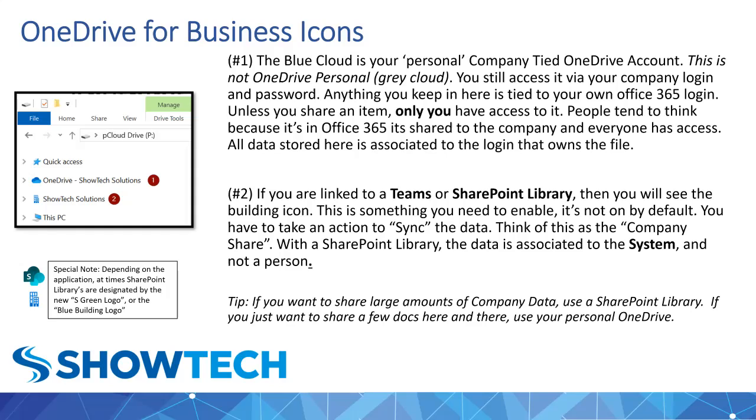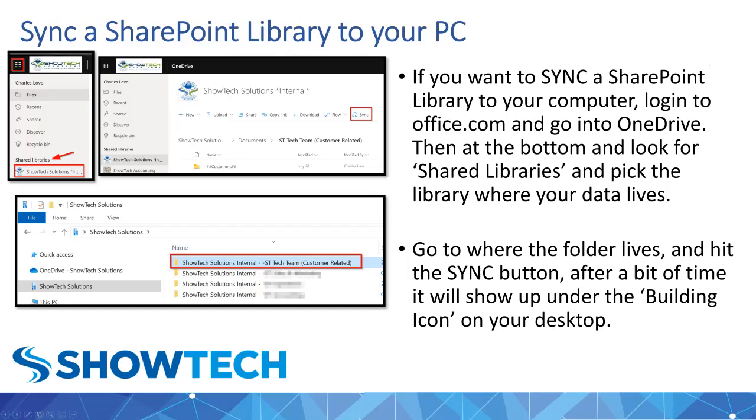Now, when you're in things like Word and Excel, sometimes you'll see the picture of the building and sometimes you'll see the SharePoint like circle logo thing like you see here on the left. In your brain, just kind of assume they're both the same thing. So if you need to sync a SharePoint library to your computer, it's pretty easy. You go to Office, you go into OneDrive, you find the shared library, you go into the folder and you hit sync.